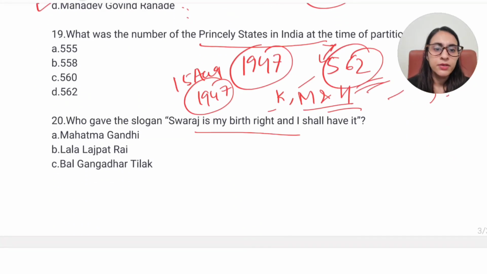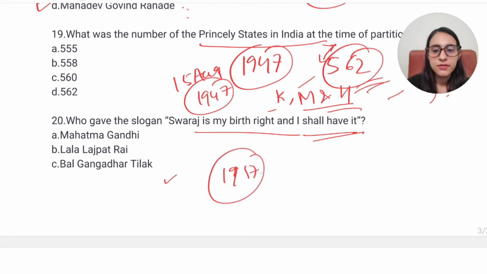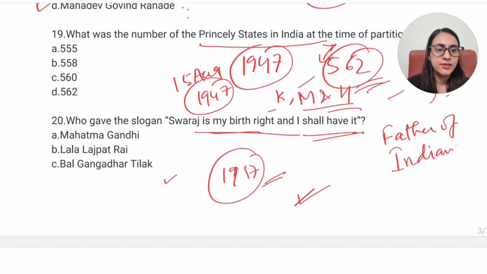Who gave the slogan "Swaraj is my birthright and I shall have it"? Bal Gangadhar Tilak in 1917, who had spent six years in prison, gave this speech in Nasik in the ongoing public battle for self-government and eventually full independence. Also, Bal Gangadhar Tilak was known as the father of Indian unrest by the British for his successful efforts in mobilizing the masses towards freedom.